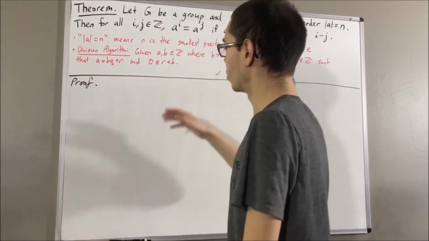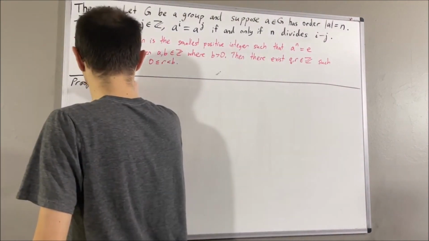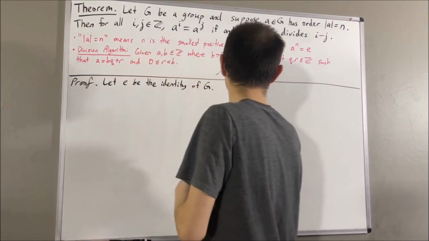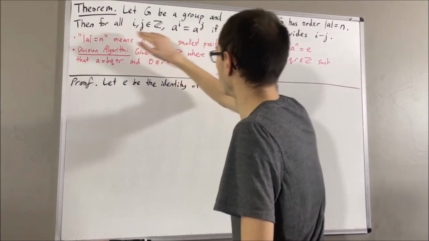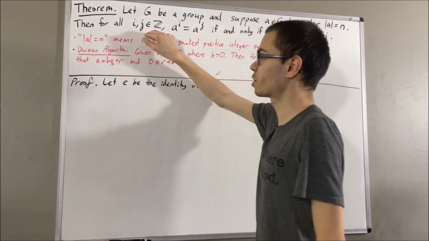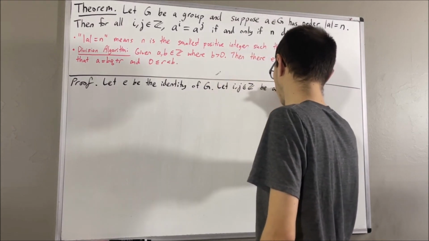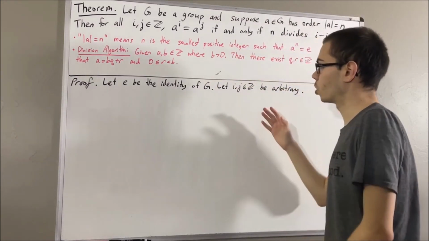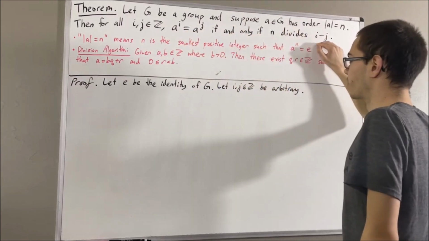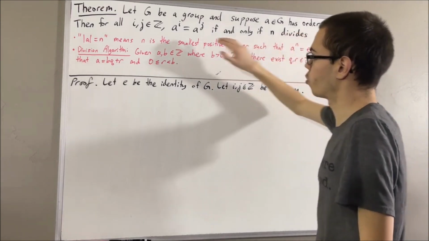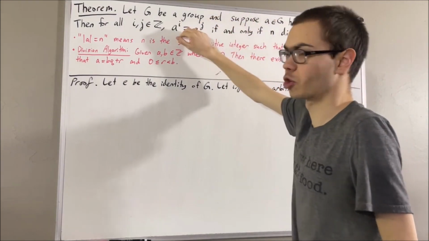To start the proof, let's first say that e is the identity element of our group G. And now we want to prove this statement. And since we're trying to prove a statement about every two integers, let's give ourselves two arbitrary integers. I'll call them i and j. From here, the whole goal is to show that this is true if and only if this is true. And to do that, we're going to prove if this is true, then this is true. And we're going to prove if this is true, then this is true.